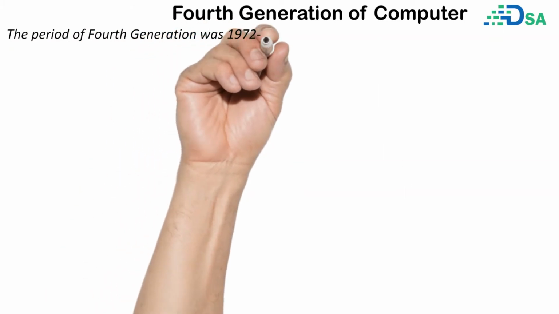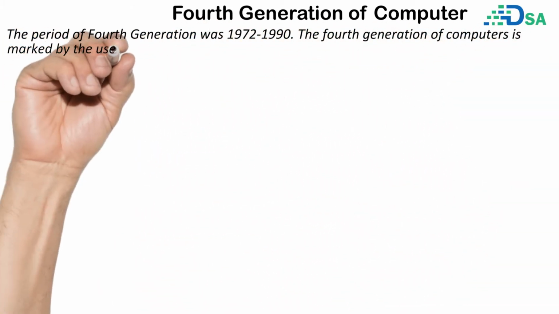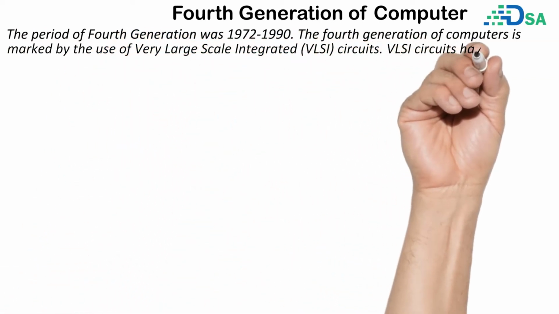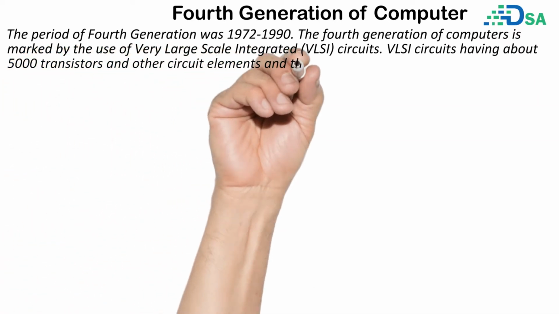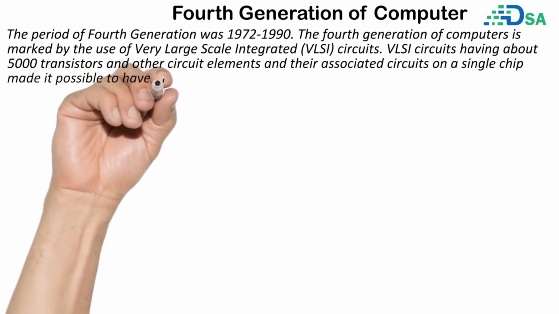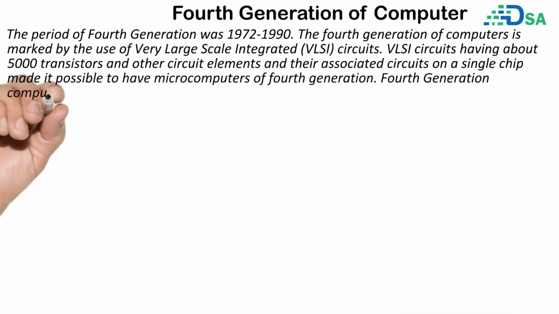Fourth generation of computer. The period of fourth generation was 1972 to 1990. The fourth generation of computers is marked by the use of very large-scale integrated VLSI circuits. VLSI circuits having about 5,000 transistors and other circuit elements and their associated circuits on a single chip made it possible to have microcomputers of fourth generation.